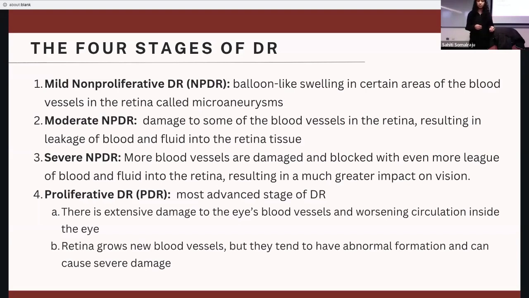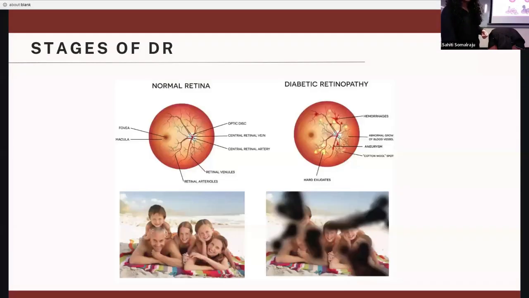There's severe NPDR, where now you're seeing more blood vessels that are being damaged and blocked, and there's even more leakage of the blood and fluid into the retina, resulting in a much greater impact on vision. And then finally, there's proliferative DR, also known as PDR, and this is the most advanced stage of DR. There is extensive damage to the eye's blood vessels, and there's worsening circulation inside the eye. The retina can grow more blood vessels, but they tend to have abnormal formation and can cause severe damage.